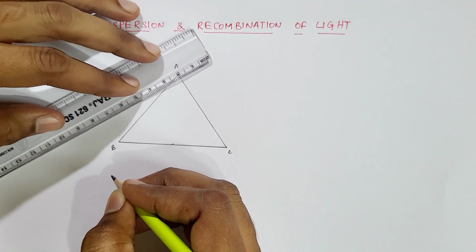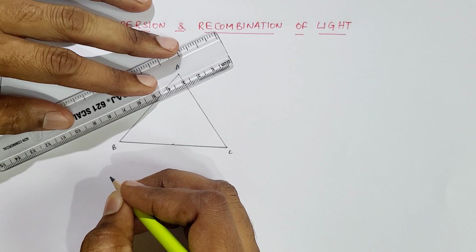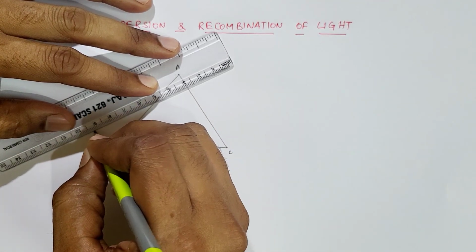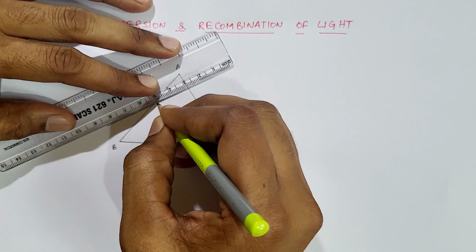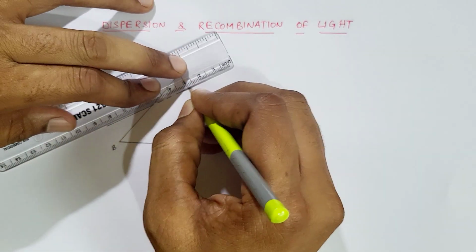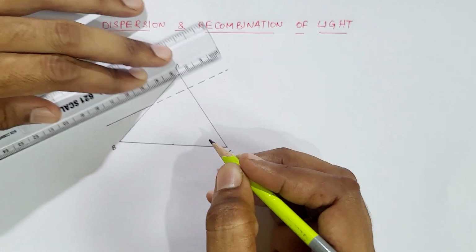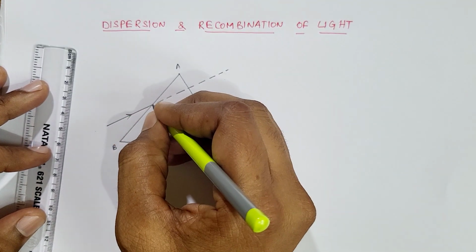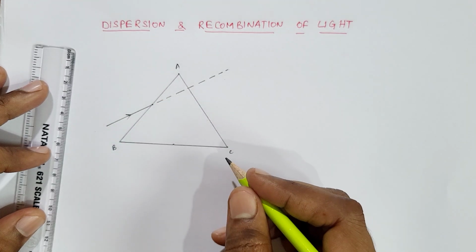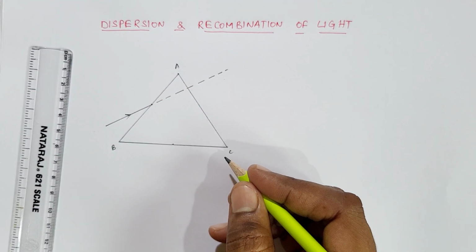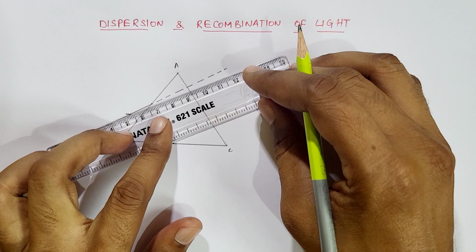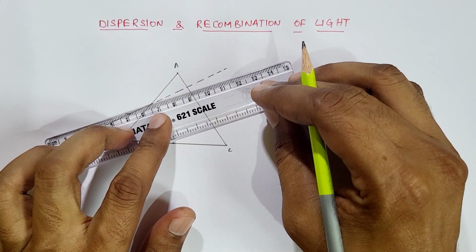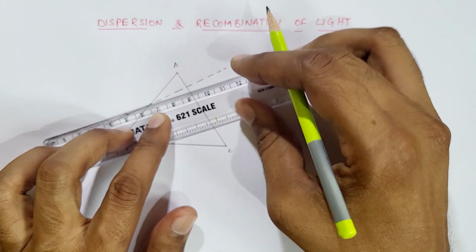Now you take a white light, passing towards the glass prism, and extend the light ray like this. This is the white light. As soon as the light ray touches the prism's one side, it will get refracted and also dispersed. Actually, this is the original light ray direction, but the refracted light rays will bend until here.